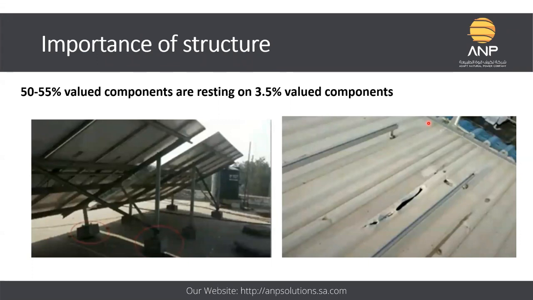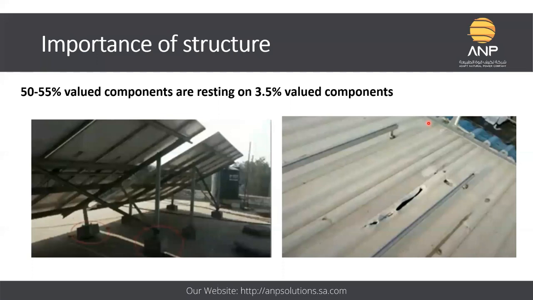So if you want your solar system to work properly for 25 to 30 years, then you have to take care of your installation and structure. The cost of structure is around 3.3 to 3.5%. If the quality of the structure is bad, your solar PV plant will not last for a long time.